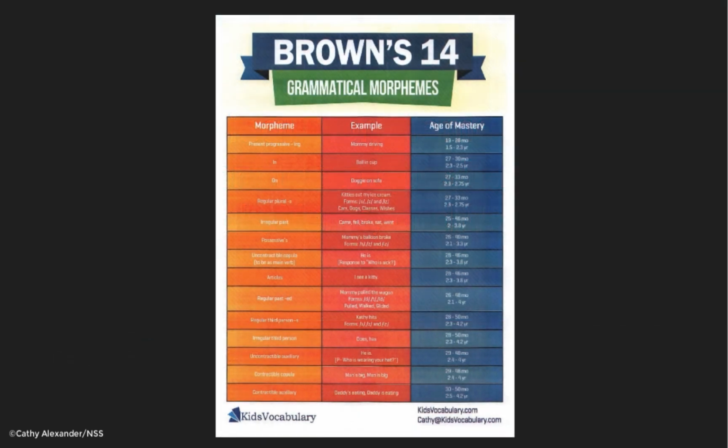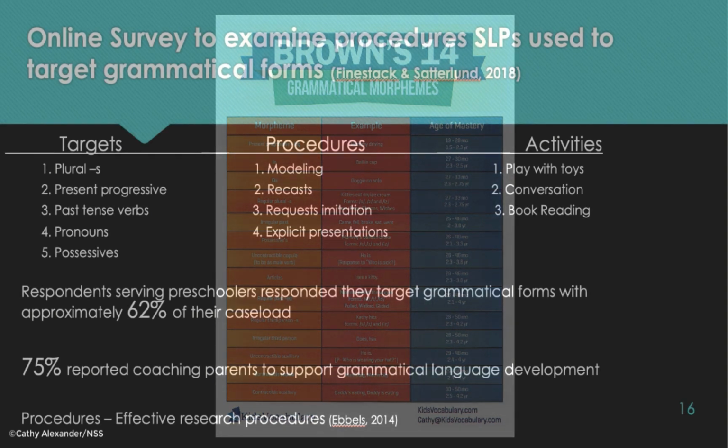This is the Brown's 14 Grammatical Morphemes again. It's in a different layout. This is in your digital handouts. I encourage you to keep it handy. It is an excellent resource for the SLP as well as parents. As I stated earlier, treatment decisions should take into account the typical developmental order of acquisition.